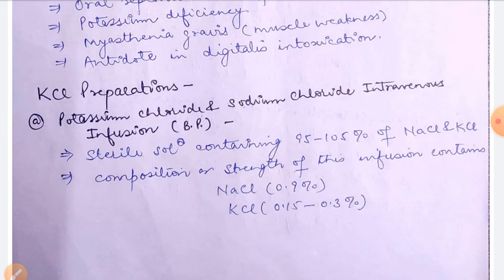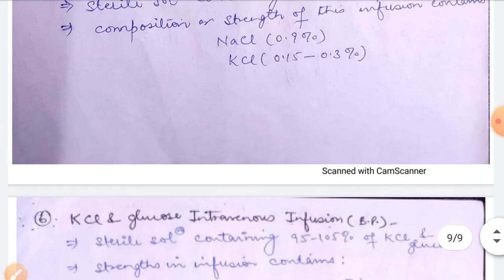Now some of the preparations of potassium chloride are potassium chloride and sodium chloride intravenous infusion. It is according to the British Pharmacopoeia, BP. It is a sterile solution containing 95 to 105% of sodium chloride and potassium chloride. Composition or strength of this infusion contains sodium chloride about 0.9% and potassium chloride about 0.15 to 0.3%.